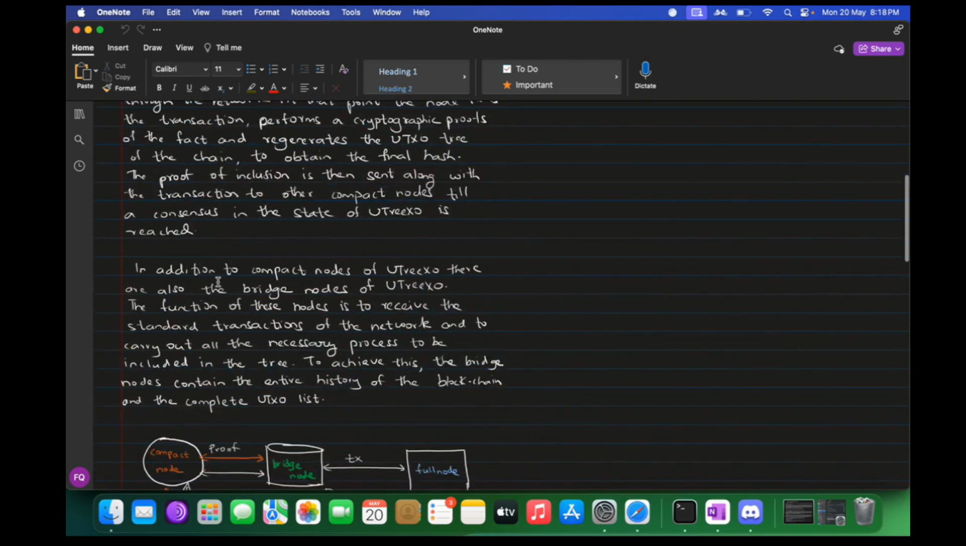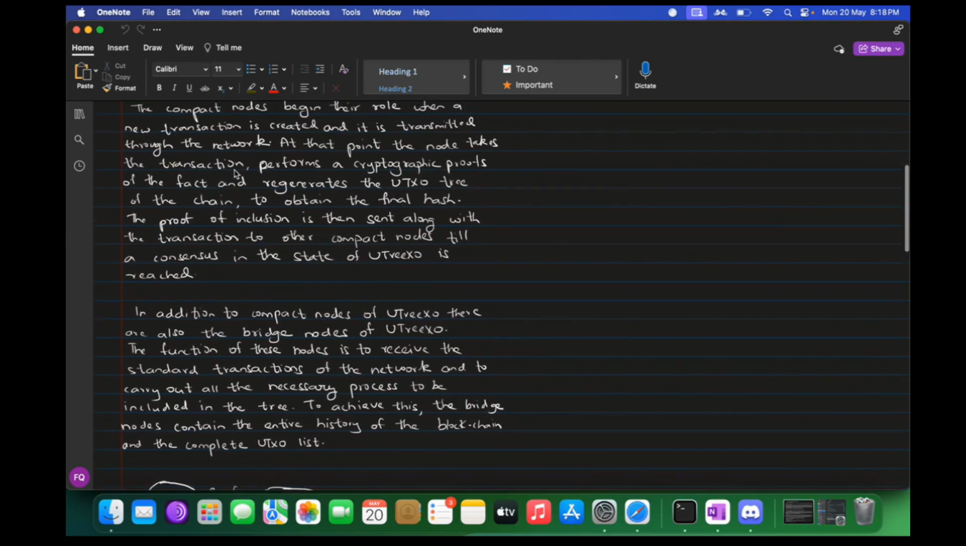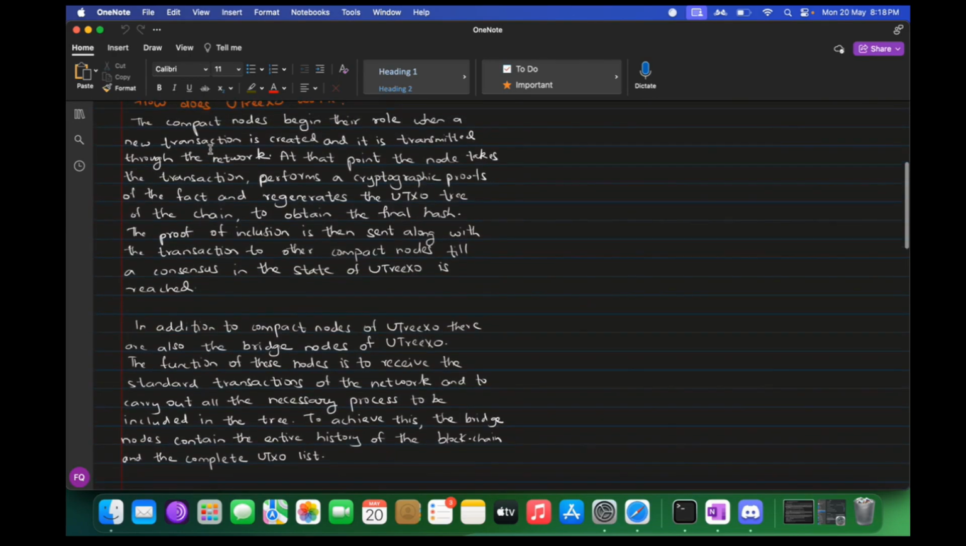And in addition, I'll read the last part. I don't think I read this paragraph entirely.